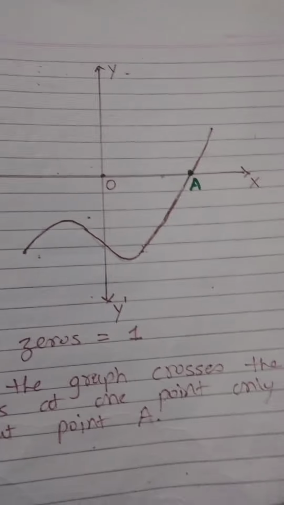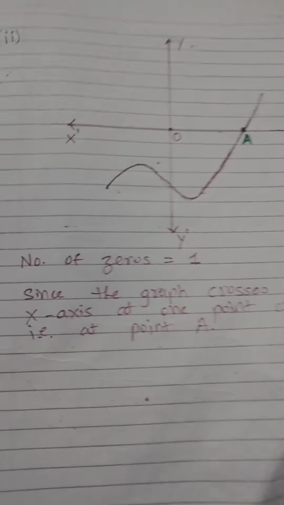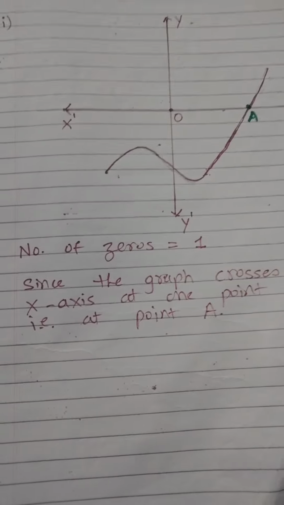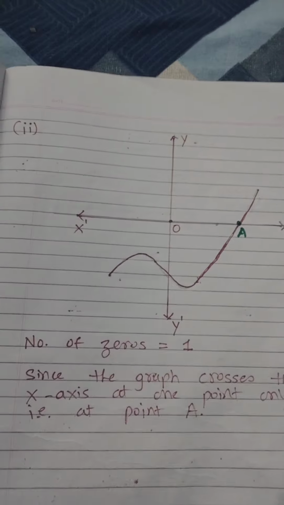Now in the second question, it shows the graph of the polynomial. The number of zeros of this polynomial is 1, since the graph crosses the x-axis at one point only, that is at point A. So we can see here this graph crosses this x-axis at point A only. Therefore, it has 1 zero.